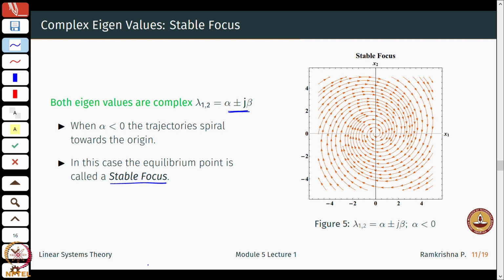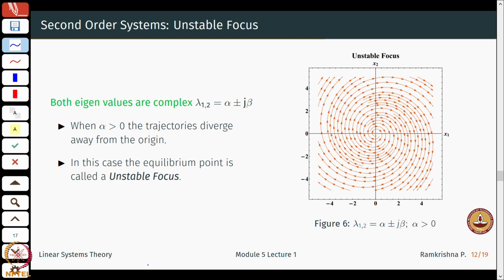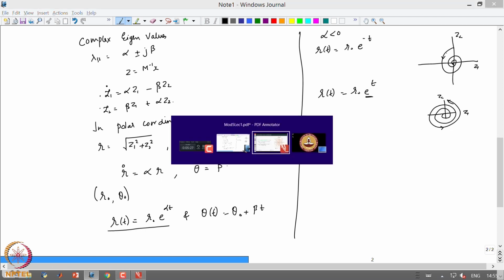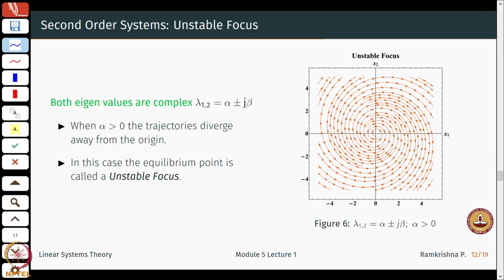Okay. Now, the same thing when alpha is greater than 0. I just see from here that when alpha is greater than 0, r of t, which is r 0 e power alpha t, let us say alpha is 1, the radius, starting from some initial radius, actually increases with time, in other words, it just spirals away from the origin. So, in this z1 z2 plane the direction of arrows will be away from the origin. In the previous case, they will be towards the origin. In such a case, all the trajectories are going away from the origin. The equilibrium point is called an unstable focus.